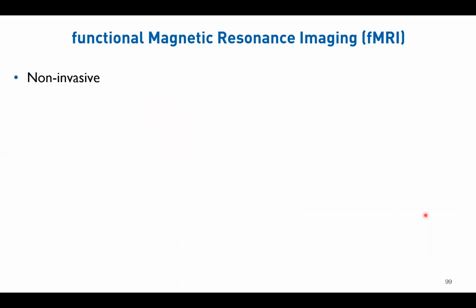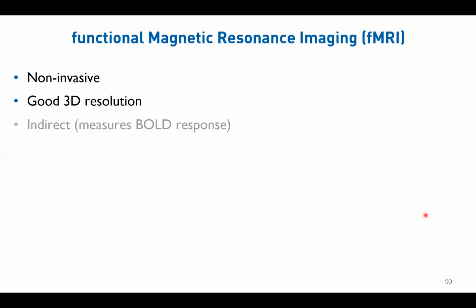The MRI technique is also non-invasive. It has a good three-dimensional resolution. So I showed you the same activity shown from three perspectives, three dimensions. It is an indirect measure. Pay attention, really remember that it doesn't measure the brain's electrical activity. It doesn't measure the magnetic fields produced by the brain. It measures the BOLD response, the blood oxygen.